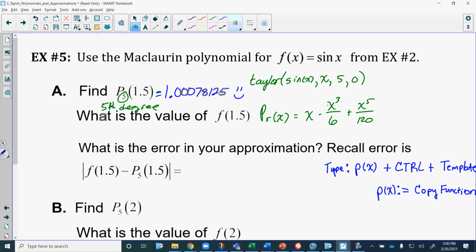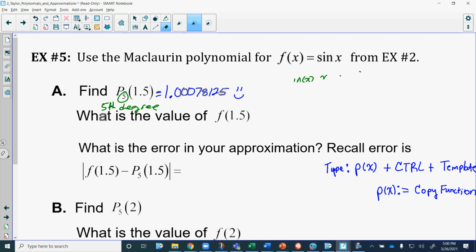Now what it's asking us to do, and I guess I'll just go ahead and erase this bit here because hopefully you have it. We need to write our answers here now. What is the value of f of 1.5? So here you just say sine of 1.5, and sine of 1.5 gives you 0.9974944987. So that's what sine of 1.5 gives you.